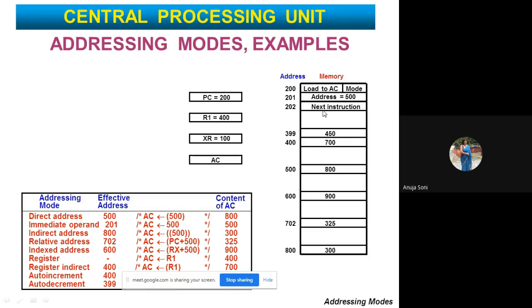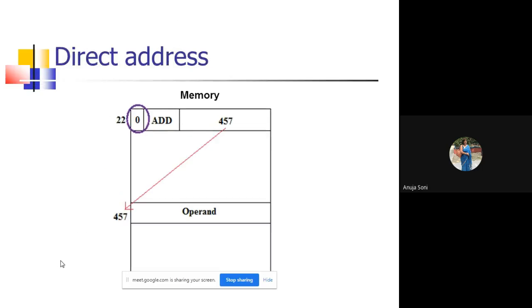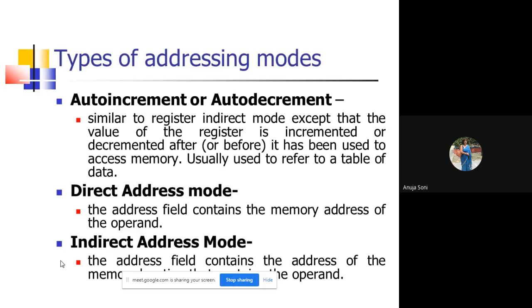Then the last two addressing modes are left. One is auto increment and the other is auto decrement. What does auto increment say? First of all, let me show you the definition of register and register indirect. I will share this PPT with you. For register indirect, what is the definition given?